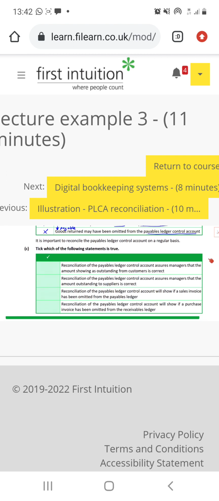And then finally, it says to us, look, it's important to reconcile the payables ledger control account on a regular basis. Which statement is true? So first of all, reconciliation of the payables ledger control account assures managers the amounts outstanding from customers is correct.